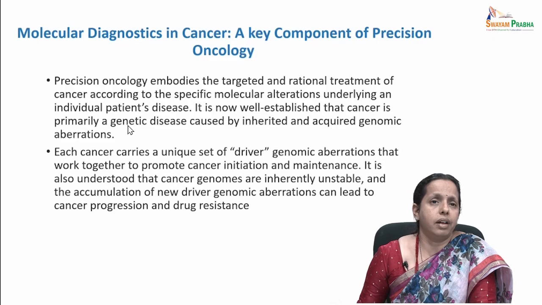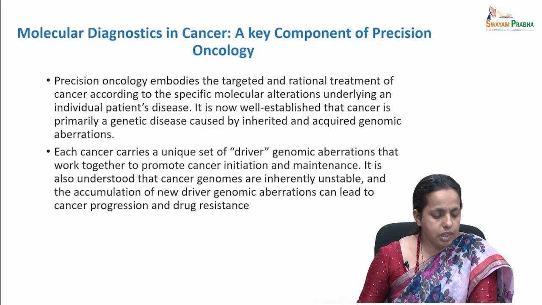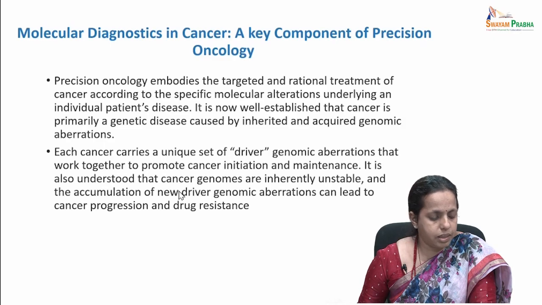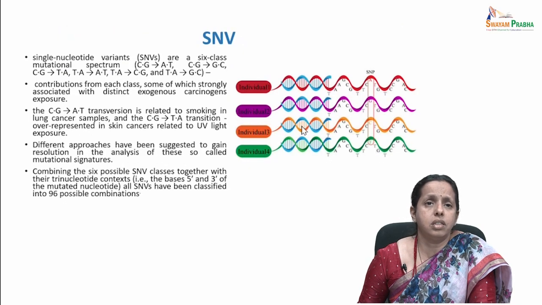As we all know, cancer is a genetic disease, which could be inherited or acquired gene aberrations. Each cancer carries a unique set of driver genomic aberrations that work together to promote cancer initiation and maintenance. We saw this in the initial slide. Sometimes these genomes are inherently unstable, and accumulation of more new genomic alterations can lead to cancer progression. We have seen in detail in the basics of cancer what the different genomic alterations are.